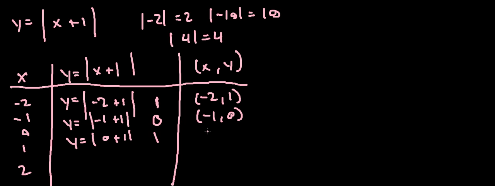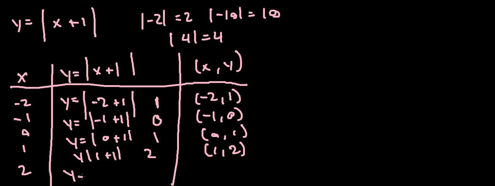This is going to be 1, 0, 1. Next one, 1 plus 1. And the absolute value doesn't really do anything for positive numbers. So 2, 1, 2, and lastly, y is equal to 2 plus absolute value 2 plus 1, which is 3. So we get 2, 3. So let's graph this and be done.